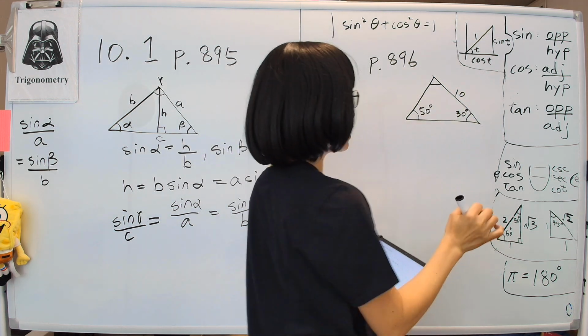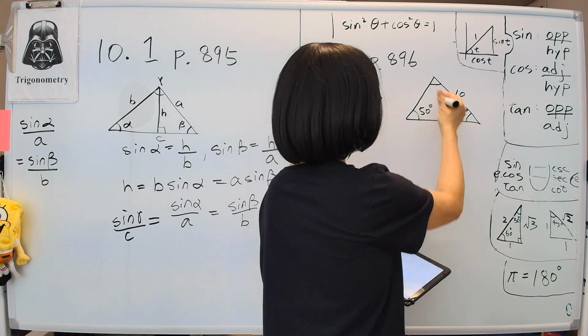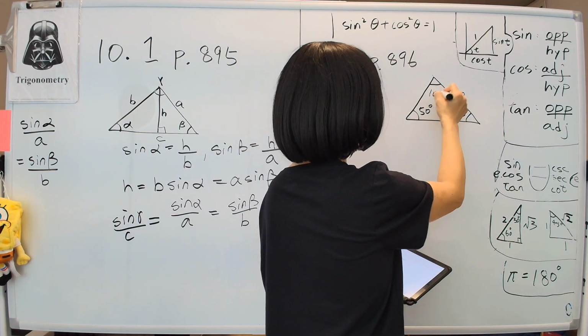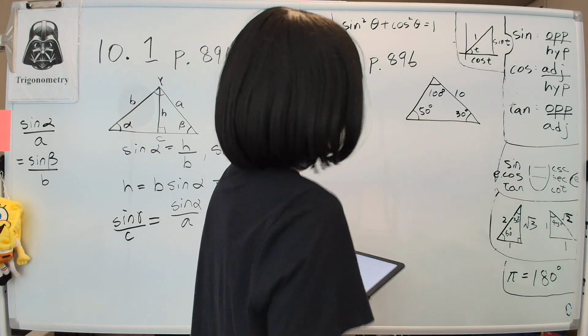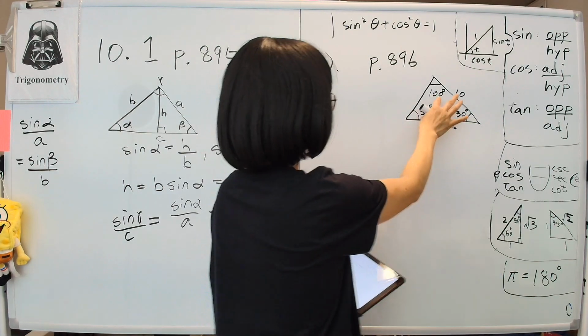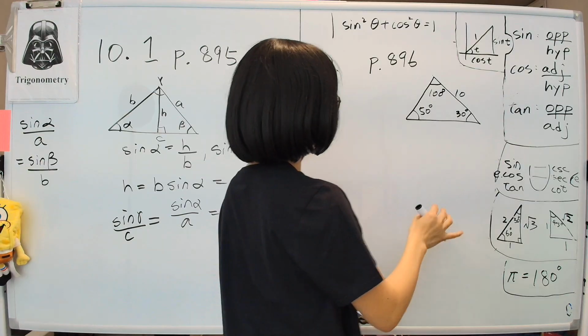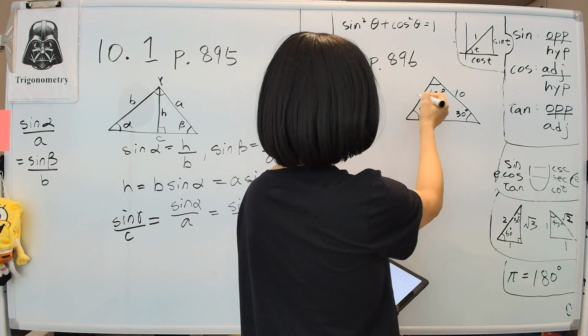So the three angles have to add up to 180, which means this angle had better be 100, right? Because 100 plus 50 plus 30 does equal 180 degrees. So that angle is 100 degrees, but now what? Let's give these things a name.